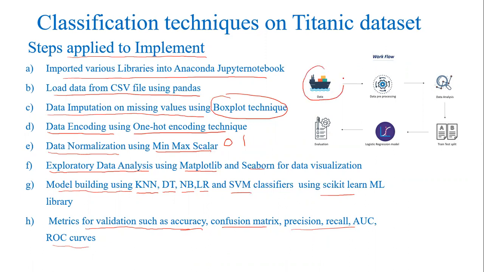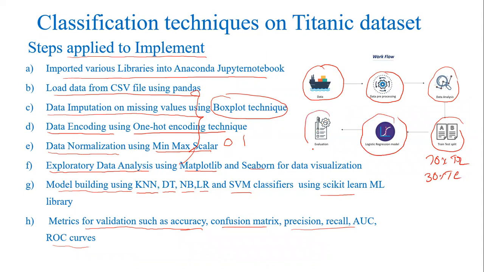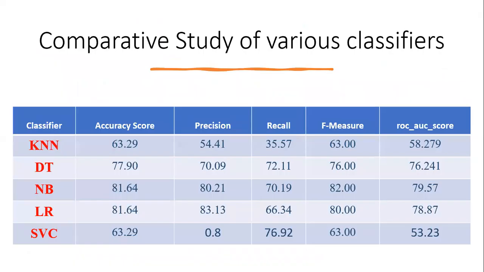My problem starts with the data set, which is already given by the HICIA team, and I have done various data pre-processing techniques such as data imputation, data encoding, normalization, and exploratory data analysis. Then we have divided the data into 70% for training and 30% for testing. Then I have applied various machine learning algorithms. Then I have done some evaluation using accuracy, confusion matrix, precision, recall, and F-measure.